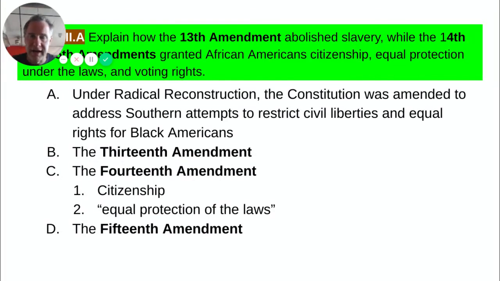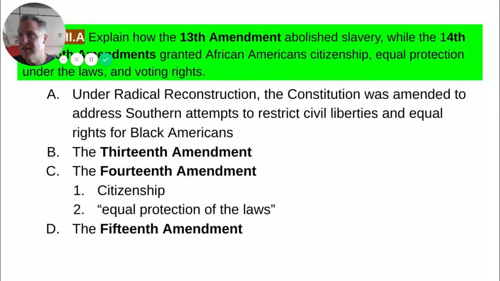It further goes on to say that you are a citizen of whichever state you are living in. So Mississippi cannot decide who is or is not a citizen of Mississippi. If they live there, they're a citizen. That takes tremendous power away from the states in deciding who their citizens are.